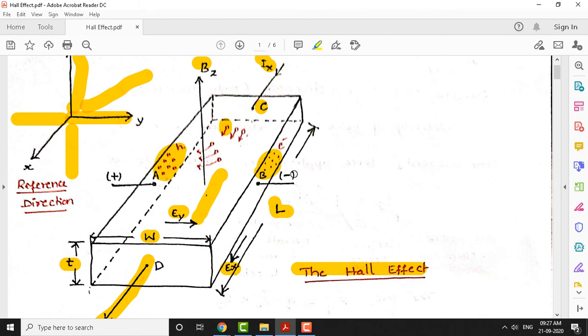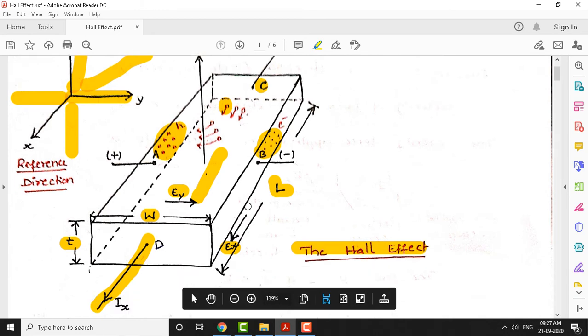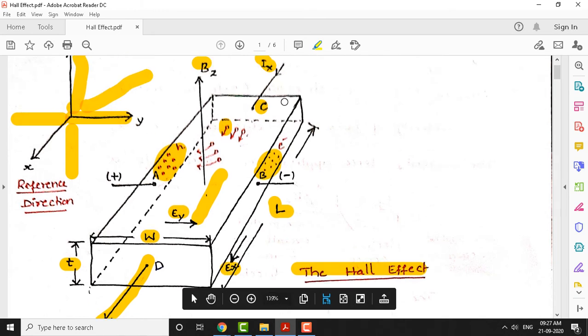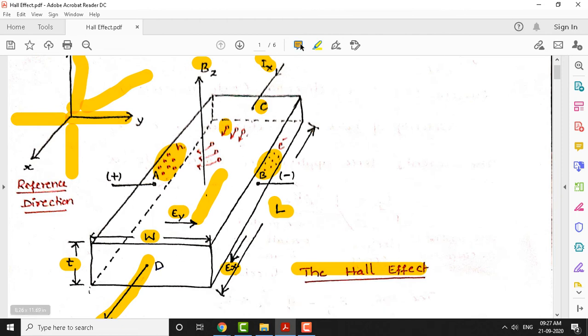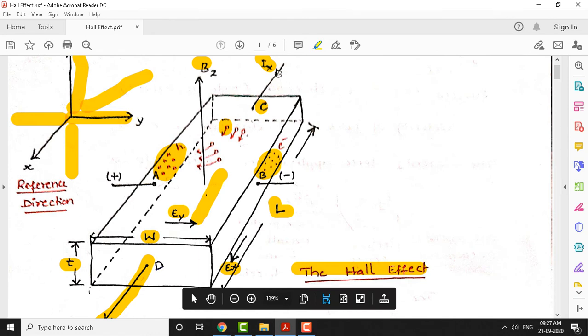Okay, and once voltage is induced between A and B, it also creates an electric field which is EY. So EY is called the Hall electric field. And the other electric field that we have shown earlier, Ex, is due to the applied voltage. We said that there is a voltage connected between face C and face D. This is the applied voltage. So this creates the field Ex, which is in the direction of the length of the bar. So this length of the bar has electric field Ex, and this Ex makes the holes move from C to D.